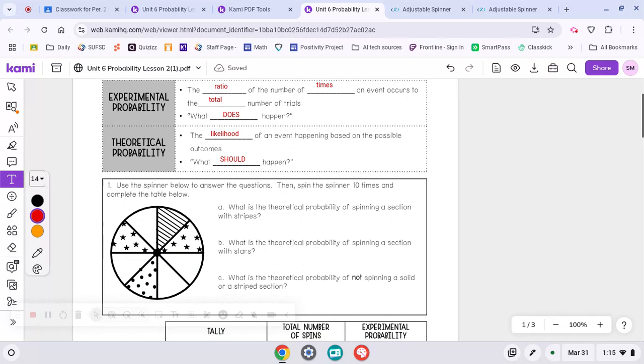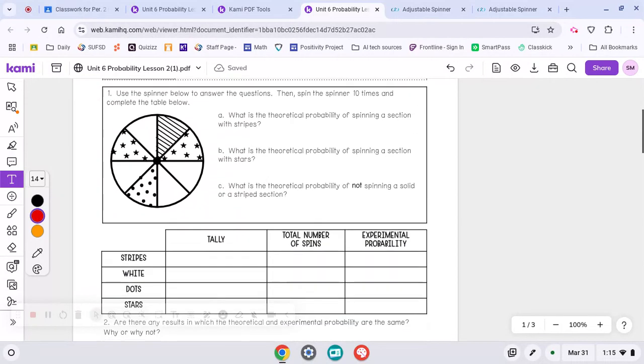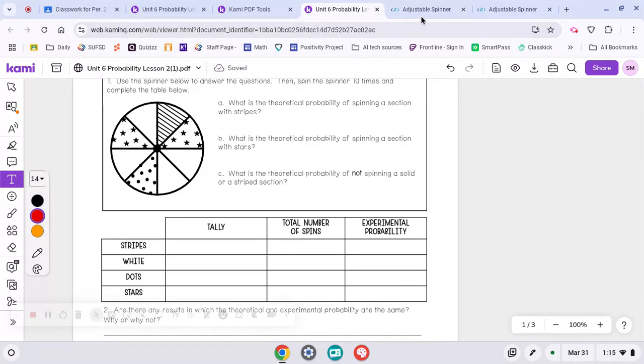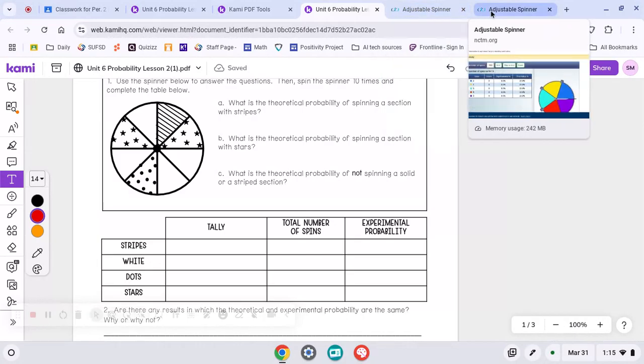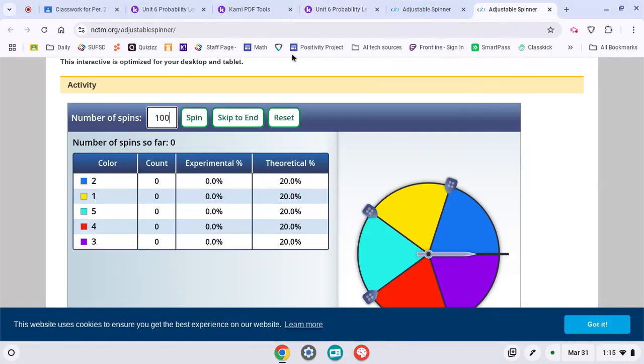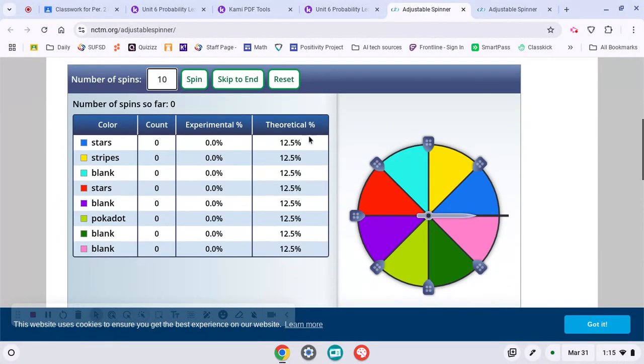So we're going to use the spinner below to answer the questions. I am going to simulate spinning the spinner 10 times, and we're going to complete the table together as we go along. On my spinner, I have labeled the sections stripes, stars, polka dots, and blank. So we want to spin this one 10 times. So here goes our first spin.